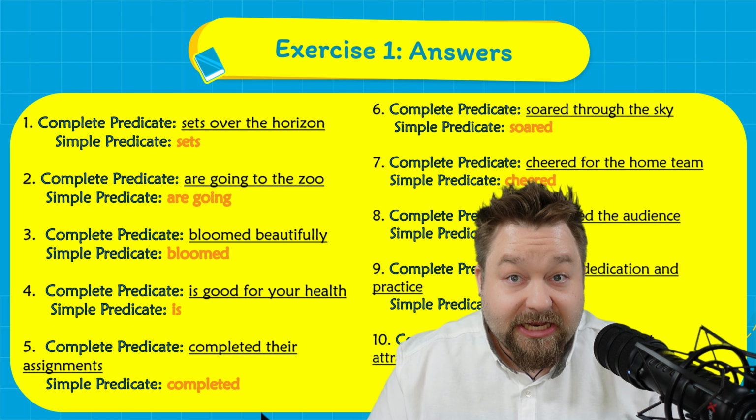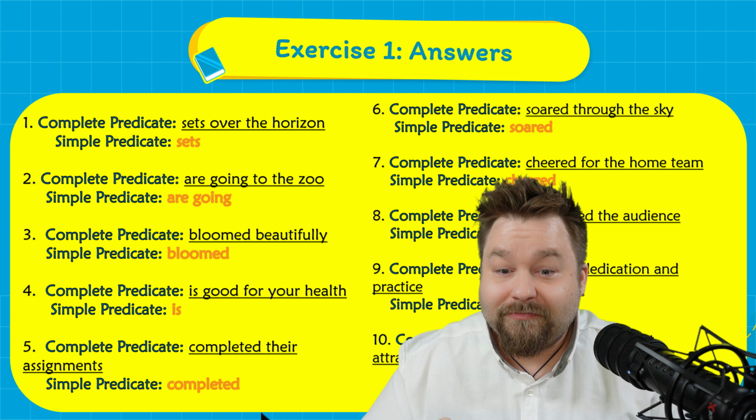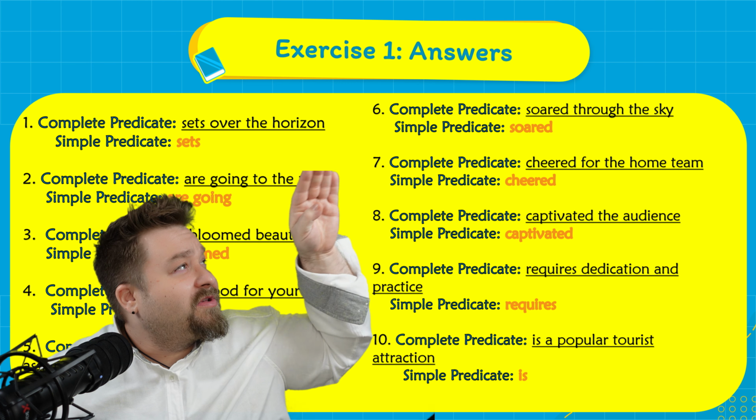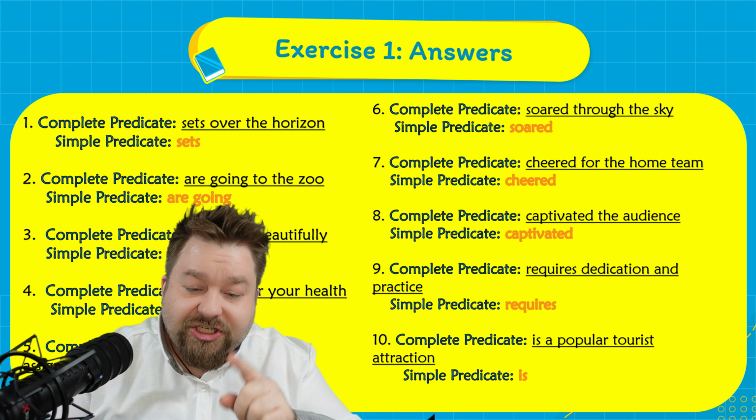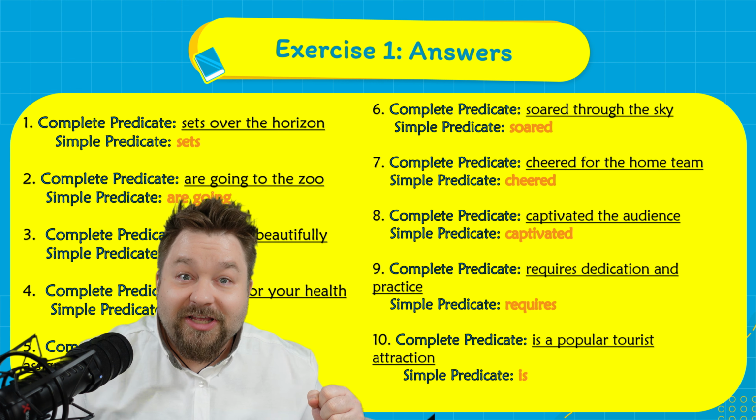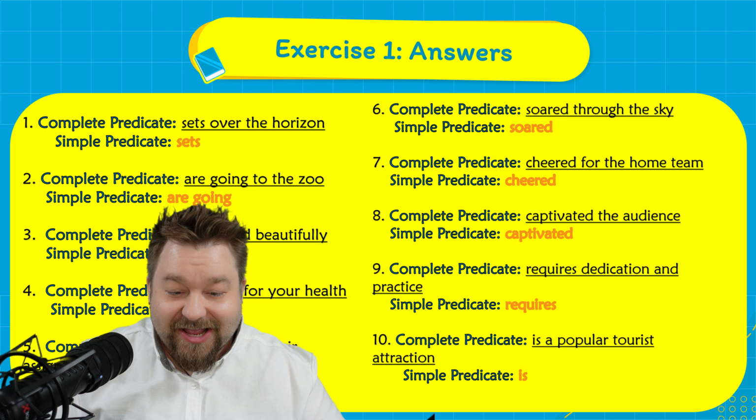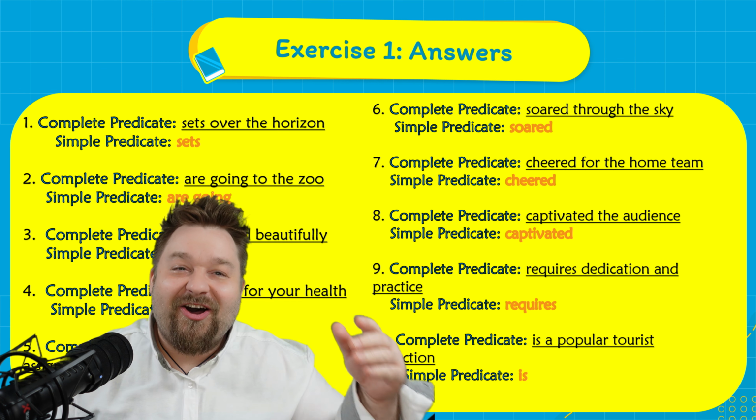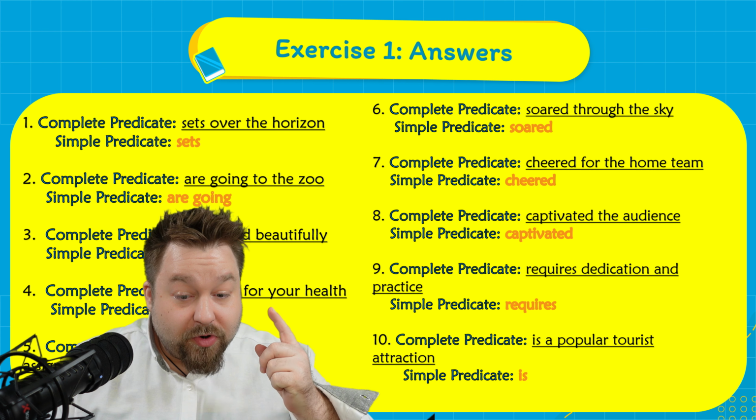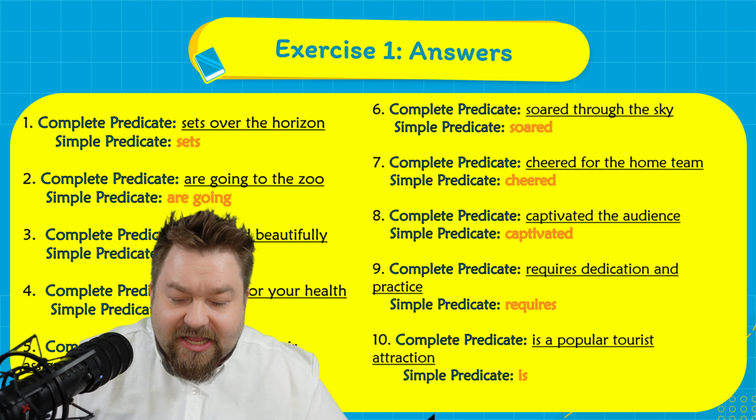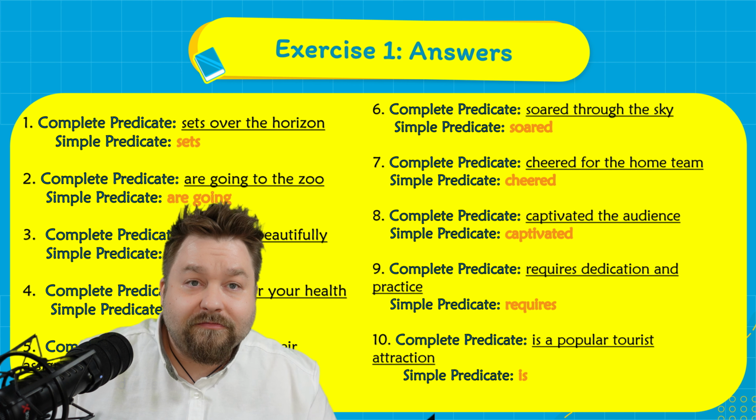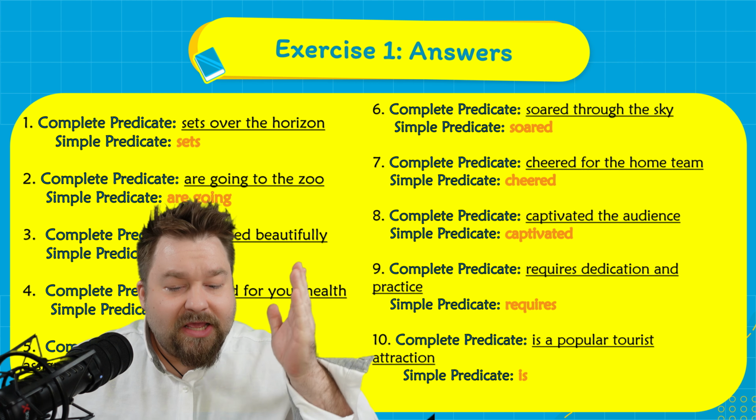What happened? Completed. Simple predicate. Number six, soared through the sky. What happened? Soared. Number seven, cheered for the home team. What happened? Cheered. Number eight, captivated the audience. What happened? Captivated. Number nine, requires dedication and practice. Simple predicate, requires.